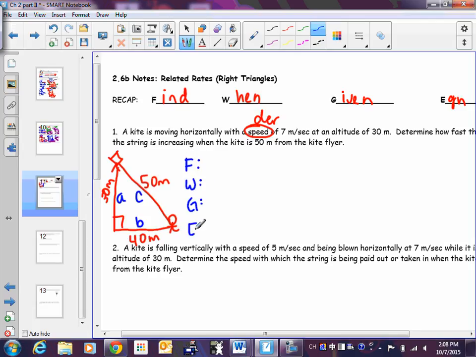So what is it asking us to find? D something. D something, because it's like how fast. D what? D A, B, or C? Yeah, the string of the kite, right? So dC over dt. And it even says increasing, which tells me my answer should be positive. And that's just good to know. It'll help me catch a mistake.